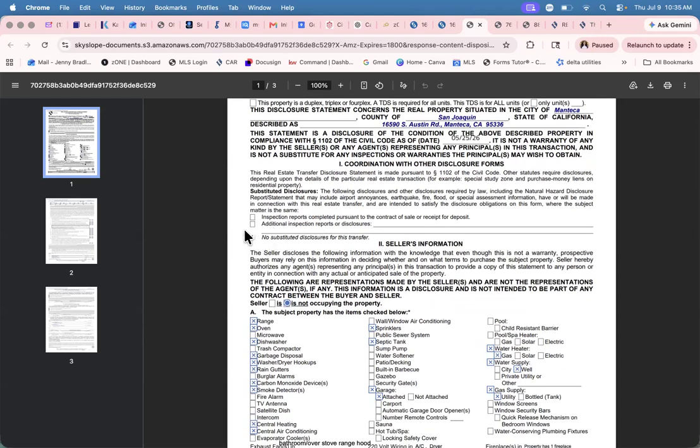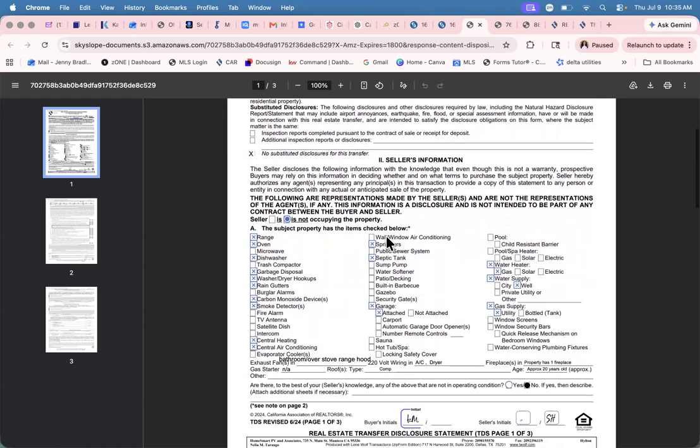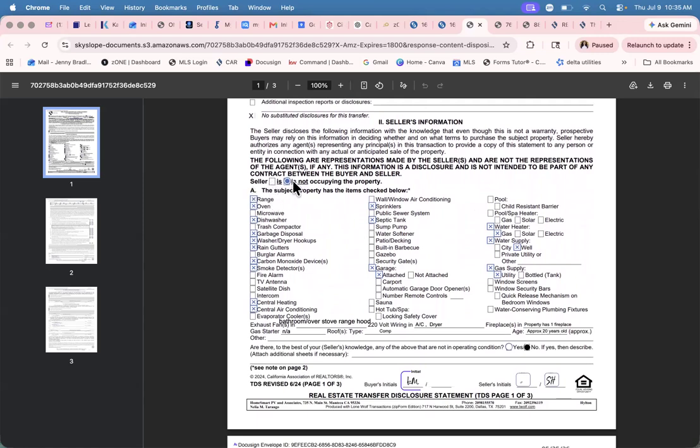If there are no additional inspections, they would mark this. You can guide them through this while you're with them. So if they don't have any inspections, you can have them check this. If they have inspections, you can have them check this, and then you would name everything that they have. Right down here, a lot of people miss this. Seller is or is not occupying the property. So in this case, the seller was not occupying the property.